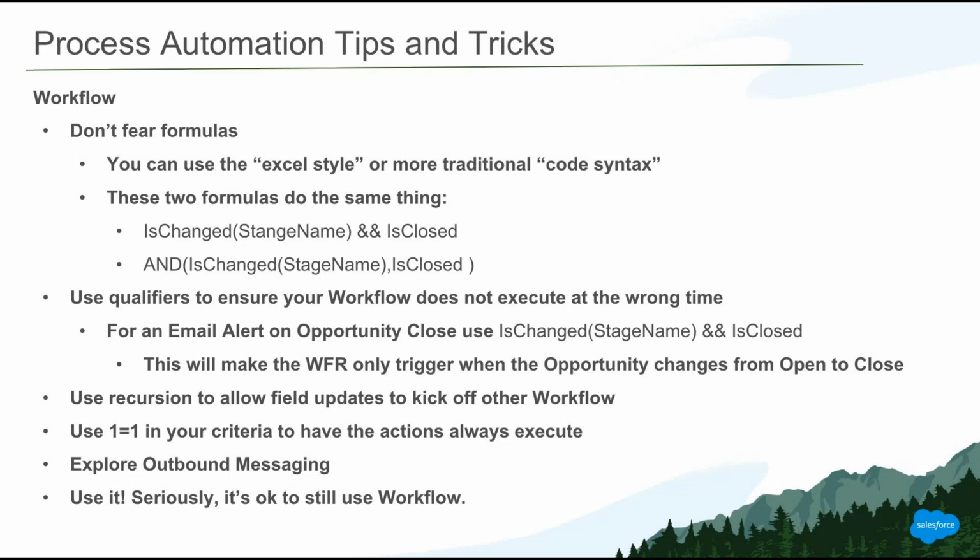You want to use qualifiers to ensure that your workflow does not execute at the wrong time. And again, is changed is a great example. So if my workflow criteria is just, is this opportunity closed? And I go in and I change a field on that opportunity and it's still closed, guess what's going to happen? That workflow is going to execute again. And that's probably not what we want. So we use modifiers and we create the right criteria so that it only happens exactly when we want it to. For example, when the opportunity goes from open to closed, the syntax of is changed, stage name, and is closed would take care of that for you. And it will only execute when you go from an open to a closed status.